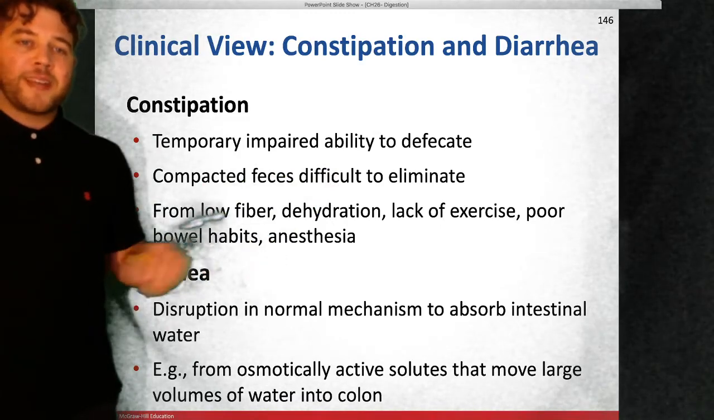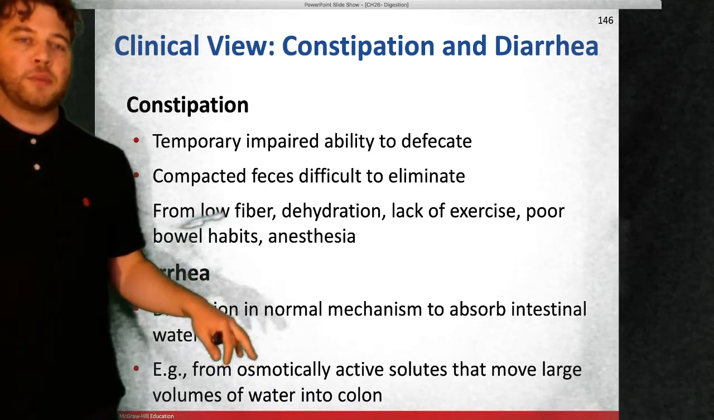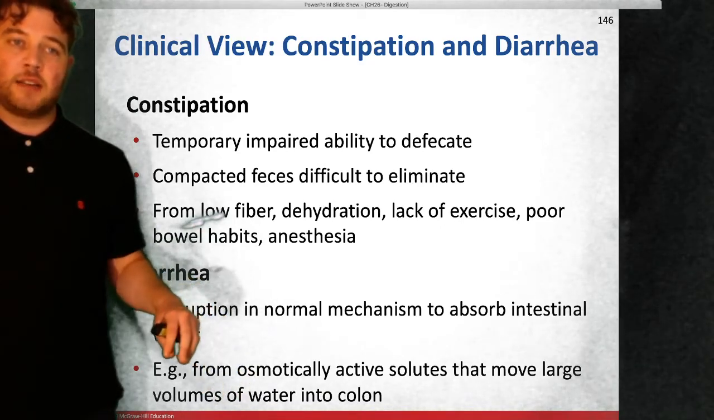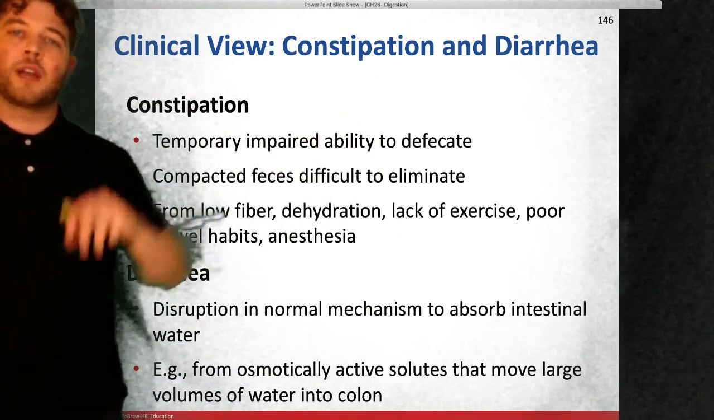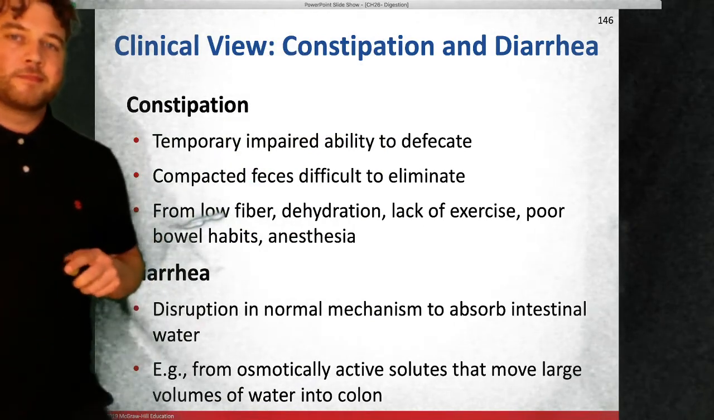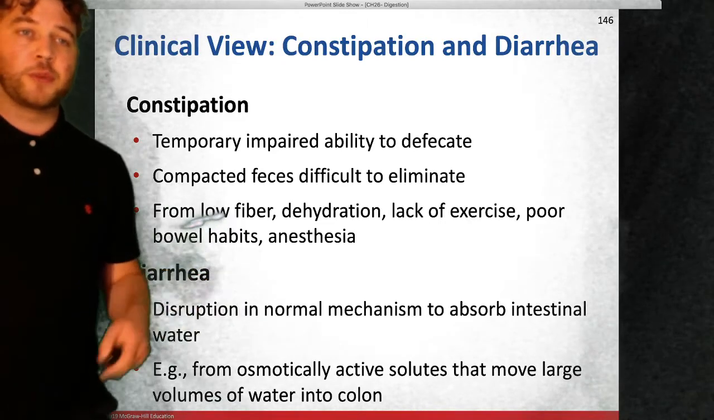Diarrhea, disruption in normal mechanism to absorb intestinal water from osmotically active solutes that move large volumes of water into the colon. So essentially, it's just saying that you have this imbalance that is causing water to flow right through and not be absorbed into the body properly. With that, you will decrease your nutrient absorption.